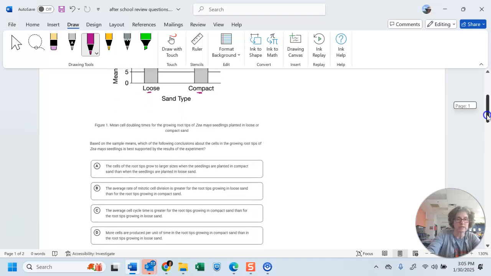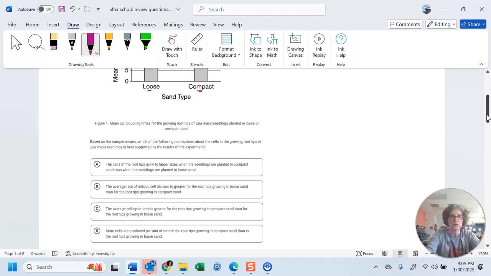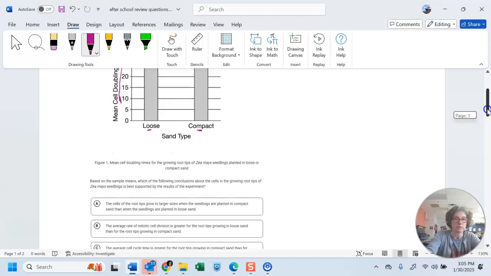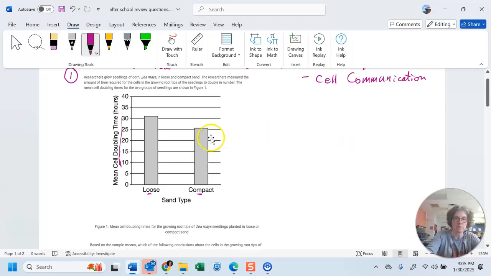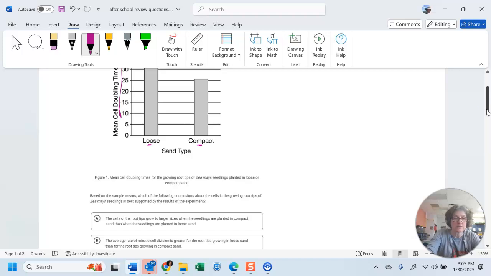So the first choice is, the cells of the root tips grow to larger sizes when the seedlings are planted in compact sand than when the seedlings are planted in loose sand. Okay, so when I first did this, I'm going to admit that I thought, oh, that's right, because doesn't that mean that in compact sand it's taking less time for them to grow larger? Except you got to read it carefully, because look at what that choice says. It says the cells are growing to larger sizes. Is that what they're measuring?